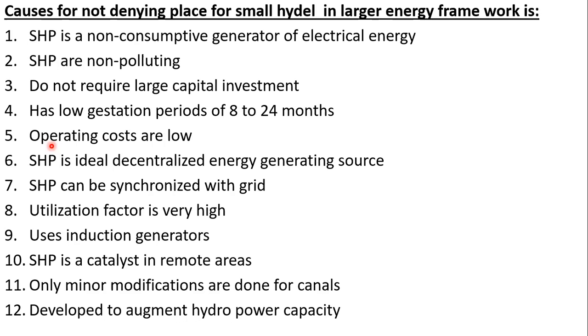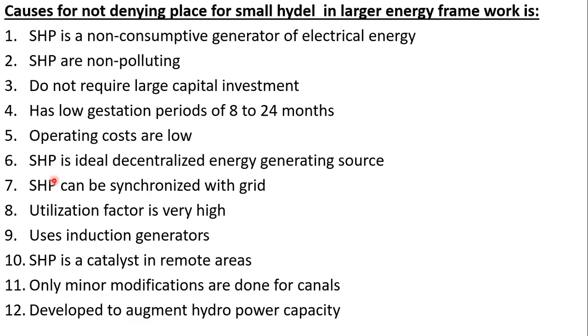Next, sixth one is SHP is an ideal decentralized energy generating source. That means it can supply energy to rural feeders, thereby we can reduce distribution losses to a large extent. While distributing electrical power on transmission, we are having transmission and distribution losses, right? So we can cut these distribution losses to a large extent.